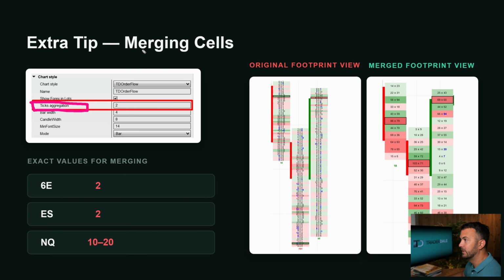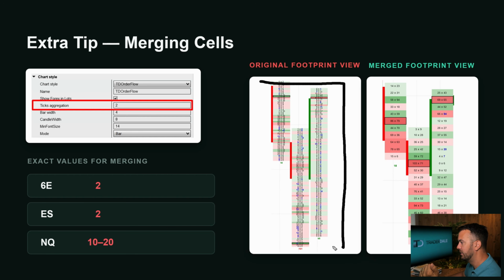I think NinjaTrader software calls it merging cells. What it does is, if you set it, for example, to 20, then it would take 20 cells and turn them into 1, making it way easier to read and understand what's going on. Because truth be told, I wouldn't be able to read this and tell what's going on in here.